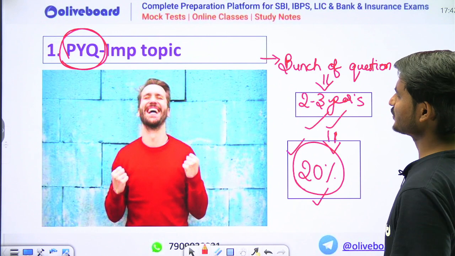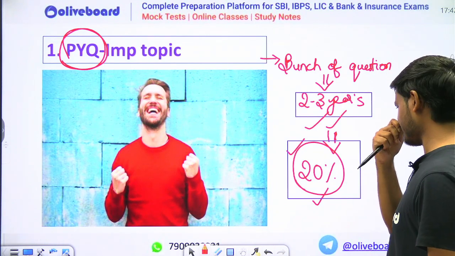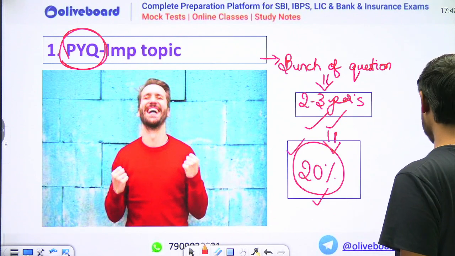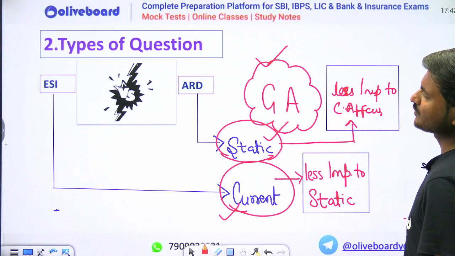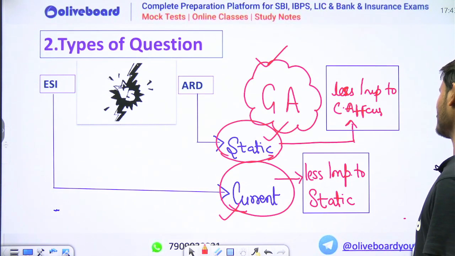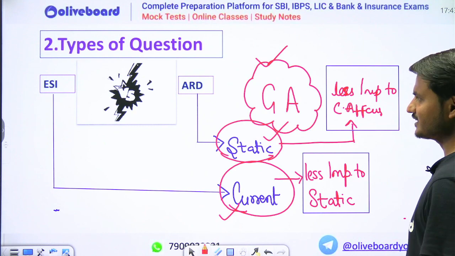Let me revise it for you. First, pick up the PYQs. Questions that have repeated 2 to 4 times in the PYQs, which is nearly 20%, just try to focus on those questions. Secondly, in the types of questions, look at current affairs in ESI, and in ARD just try to look over the static facts. Because when it comes to ARD, current affairs is very less important. When it comes to ESI, static is very less important.